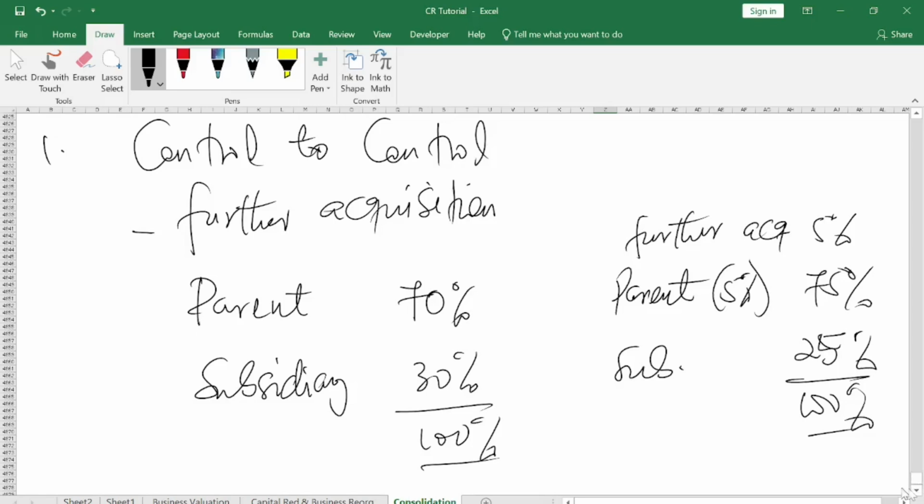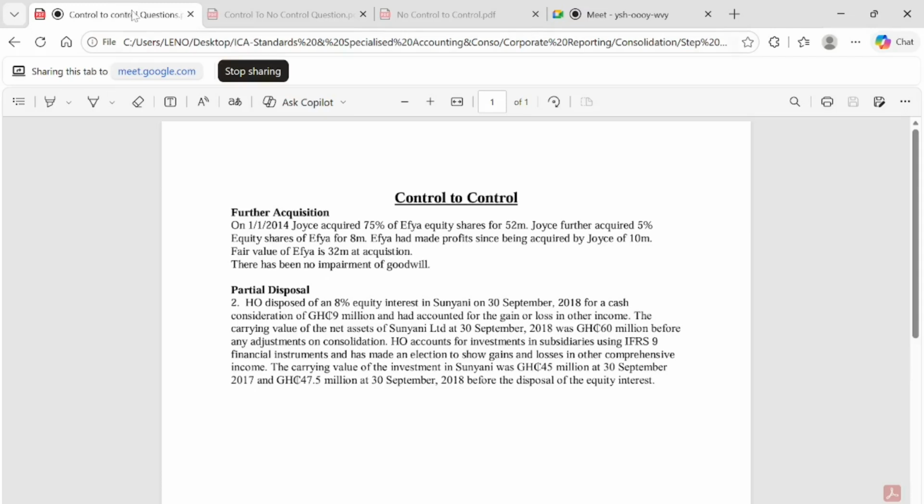So let us look at an example of control to control, how they can couch it in the question for you to solve. All right. So this is the question. Further acquisition. On 1st January 2014, Joyce acquired 75% of Efia's equity shares for 52 million. Joyce further acquired 5% equity shares of Efia for 8 million. Efia had made a profit since being acquired by Joyce of 10 million. Fair value of Efia is 32 million at acquisition. There has been no impairment of goodwill. Good. So here, in summary, Joyce is the parent that has a stake in Efia. The parent is 75%, then if this one is 75, Efia is 25%.